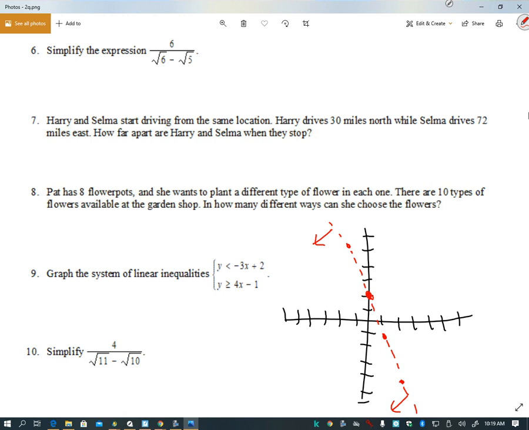Now I want to look at the next one. It says the y-intercept is -1. I'm going to go up 4. 1, 2, 3, 4 over 1. 1, 2, 3, 4 back 1. And it's equal to. So I should get a solid line through there. Okay. And my question is, is 0 greater than -1? Yes. 0 is greater than -1.